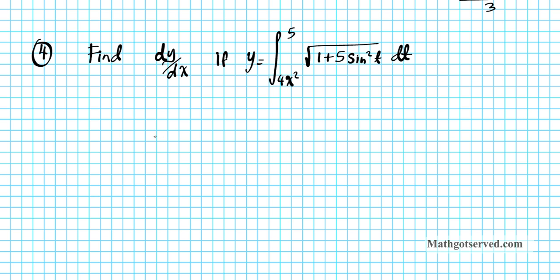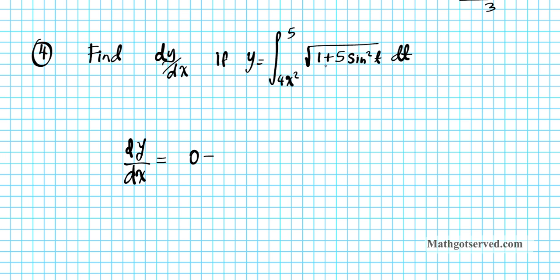So y prime, or dy dx, is going to be, we're going to use a shortcut here. We substitute the upper limit into this function, which will be the square root of 1 plus 5 sine squared 5. But when you multiply it by the derivative of the upper limit using the chain rule, you end up with 0. So the derivative of the antiderivative of this function at 5, you get 0.